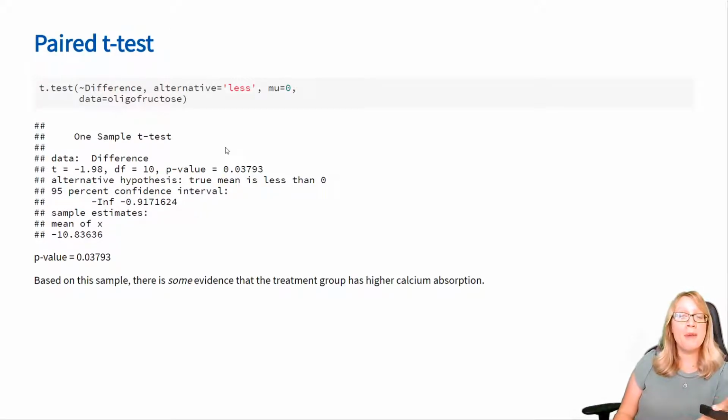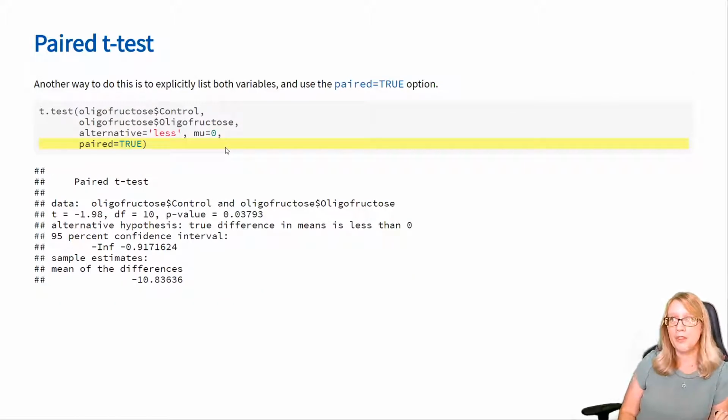There is some evidence here that the treatment group has higher calcium absorption. If we're using that classic significance level of 0.05, we're kind of reaching that border where maybe there is some evidence, maybe there isn't. So there's something to suggest that the treatment group has higher calcium absorption, but this isn't really an airtight conclusion for this example.